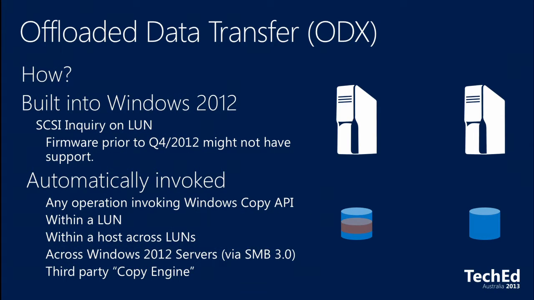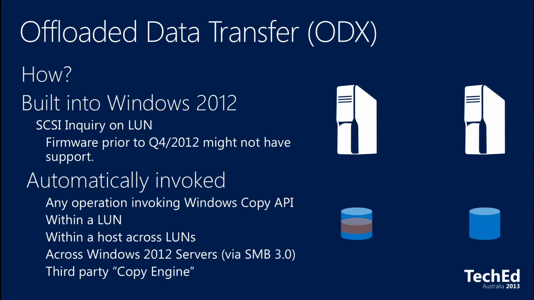So how does it really work? So it's built natively in the Server 2012. It's a SCSI inquiry type command. So basically, the server will, when it discovers a LUN, it does a SCSI inquiry. Every server does this. And if the storage array supports ODX, it'll respond back, hey, I support ODX. It may not be available on all storage platforms.